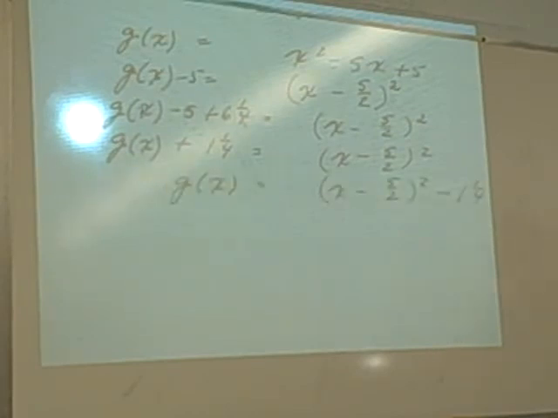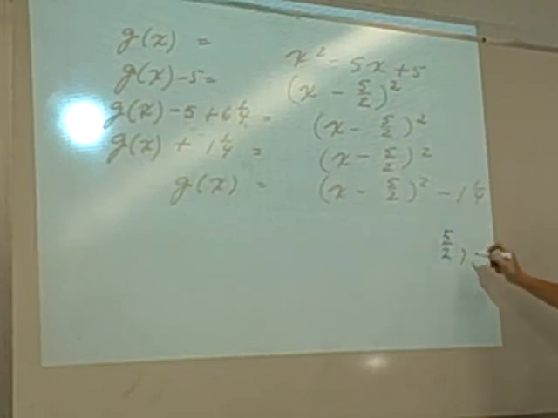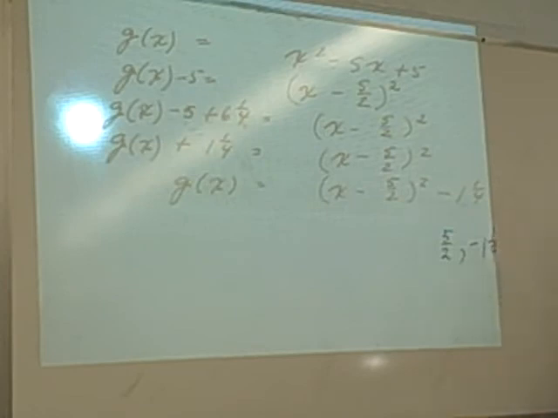Okay, so where is the vertex? 5 halves and negative 1 and a quarter. Can you use decimals? Yeah, you could use a decimal on this. Okay. All right? So far, so good?